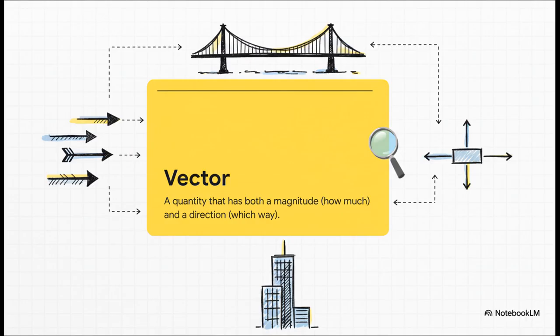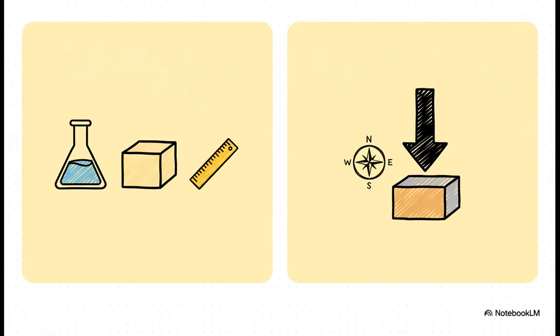See, a vector isn't just a number. It's a number with a destination. It's got a magnitude, that's the how much part, and a direction, that's the which way part. And this difference is super important. A scalar, like mass or volume, it just tells you how much. But a vector, like a force, it tells you both how much and which way. Think of it like this. It's the difference between saying a 50-pound weight and a 50-pound force pulling straight down. That direction, well, that changes everything.